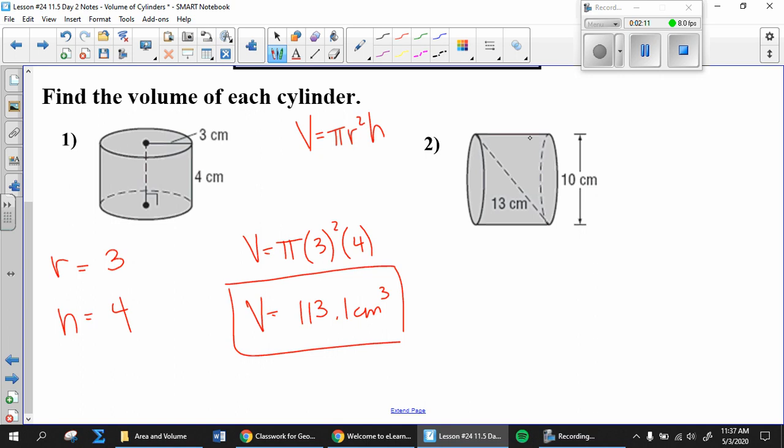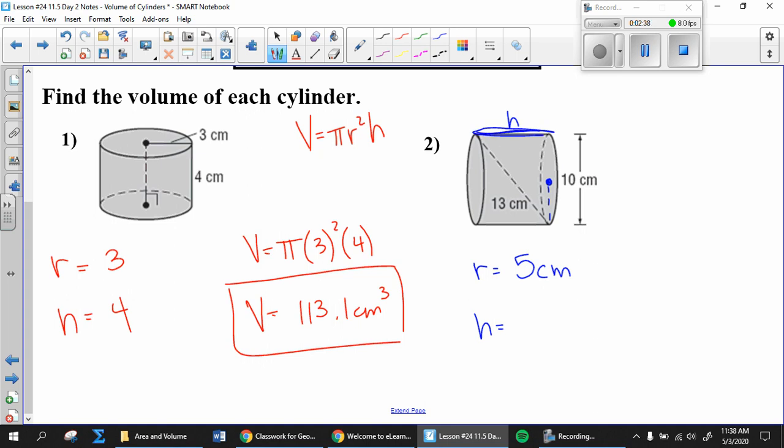Second one, a little bit more work here. We still just need two things: the radius of the base, and the height of our cylinder. Good thing here, we know our radius. Remember, radius is halfway across, so the whole thing is 10, so our radius is 5. And we need to find the height of our cylinder.